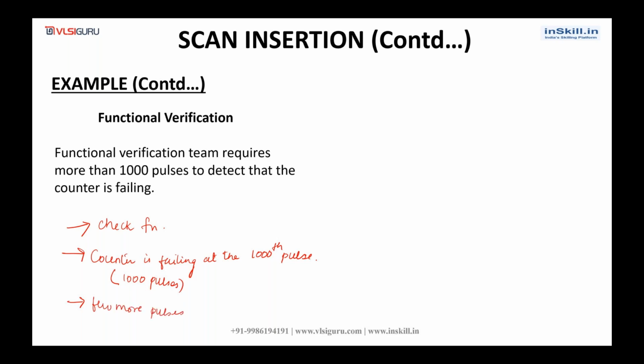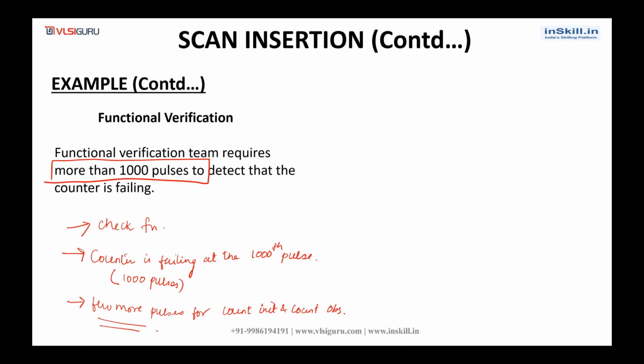A few more pulses will be required for counter initialization, that is, to bring the counter to the initial state, and for counter observation. The output of the counter has to be taken to some register and the register has to be read. For that, a few more pulses will be required. So we can say that the functional verification team requires more than 1000 clock pulses to detect that the counter is failing.